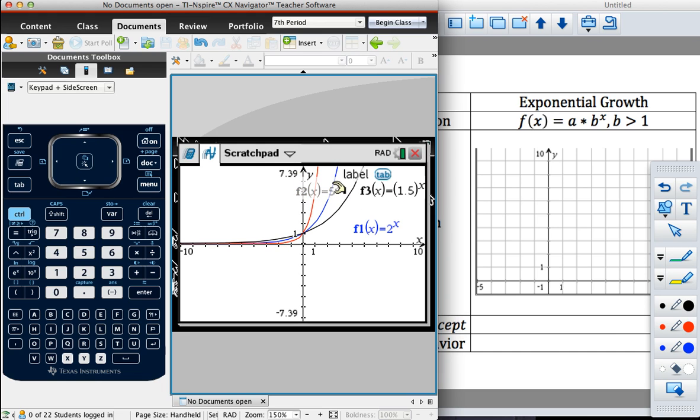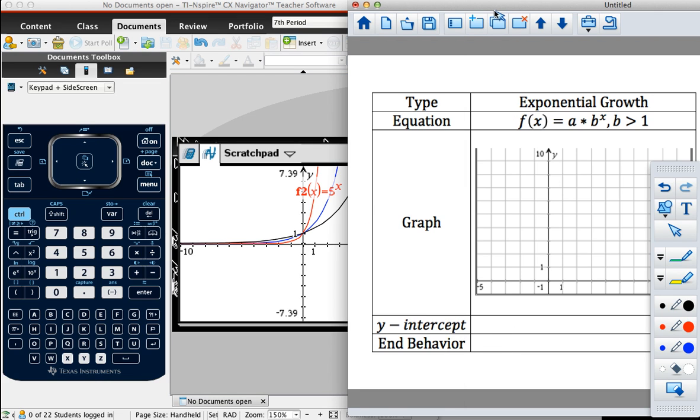So the base number, the 5, the 1.5, and the 2, that just affects the curve, how sharp or how kind of non-sharp the curve is right here. But notice they are all intersecting at 1 here. The reason why is because we said, let's say that our A was 1. Remember that? And so that's what the A does. The A just tells you where your y-intercept is.